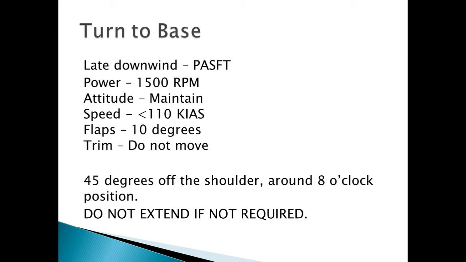So power, set to 1500 RPM. Maintain the attitude using back pressure. That will help you slow down. Your speed should already be below 110 knots, which is the flap limiting speed for the first stage of flaps. And if it's lower than 110 knots, which will be the case, lower the flaps to 10 degrees. And you'll be surprised. Do not trim yet.